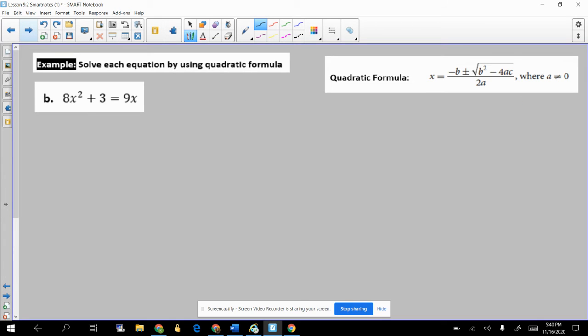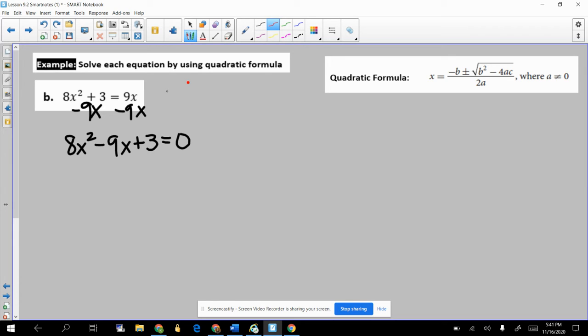Okay, let's try another one here. So we have 8x squared plus 3 equals 9x. So again, we need to move some things over. So I'm going to subtract that 9x over. And to make sure that it's in standard form, we've got to do 8x squared. Then the minus 9x has to come next. Then the plus 3, the constant, and set equal to 0. So we're in standard form, and we know our a value is 8. Our b value is negative 9. And our c value is 3.